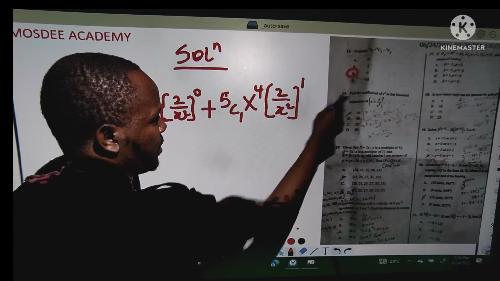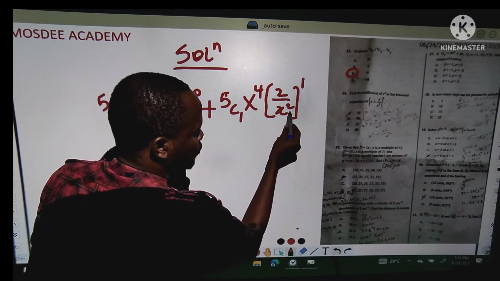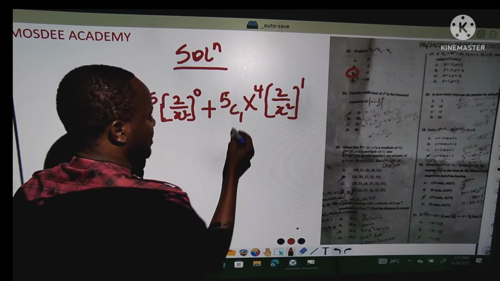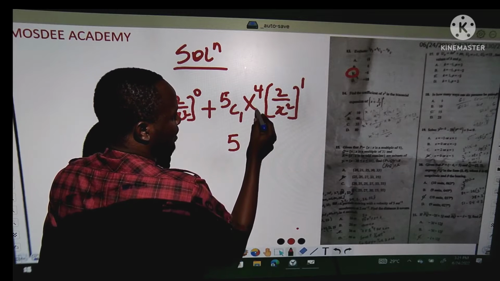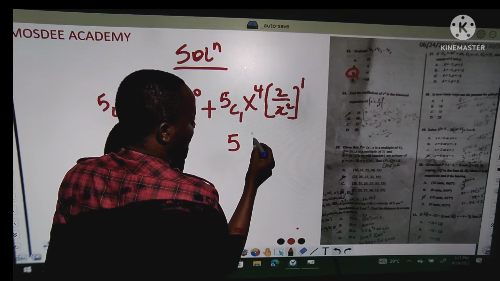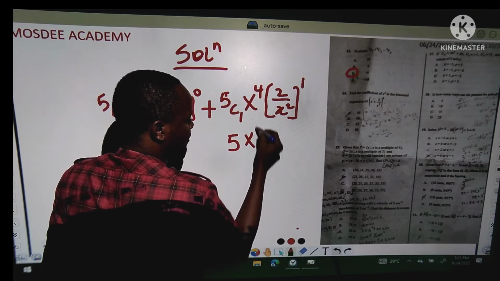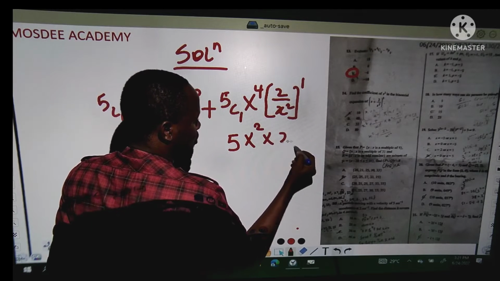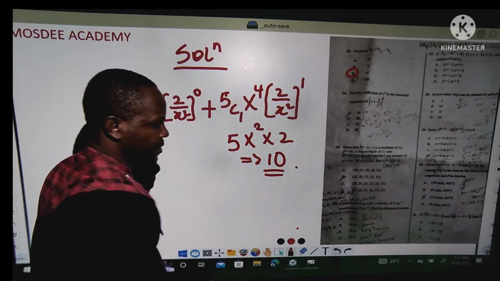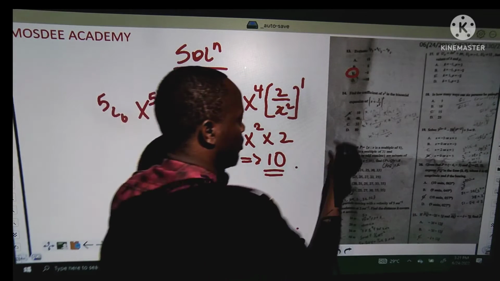This is where you are going to have x squared, because this 2 under x cancels what is here, and that's the logic. So 5 combination 1 is 5. Then x to the 4 over x squared, you can see this is x raised to power 2. I hope students can see that. Then multiply by 2. So what is 5 times 2? 10. That is the coefficient that the examiner asks you to look for. And that is how I come about that.